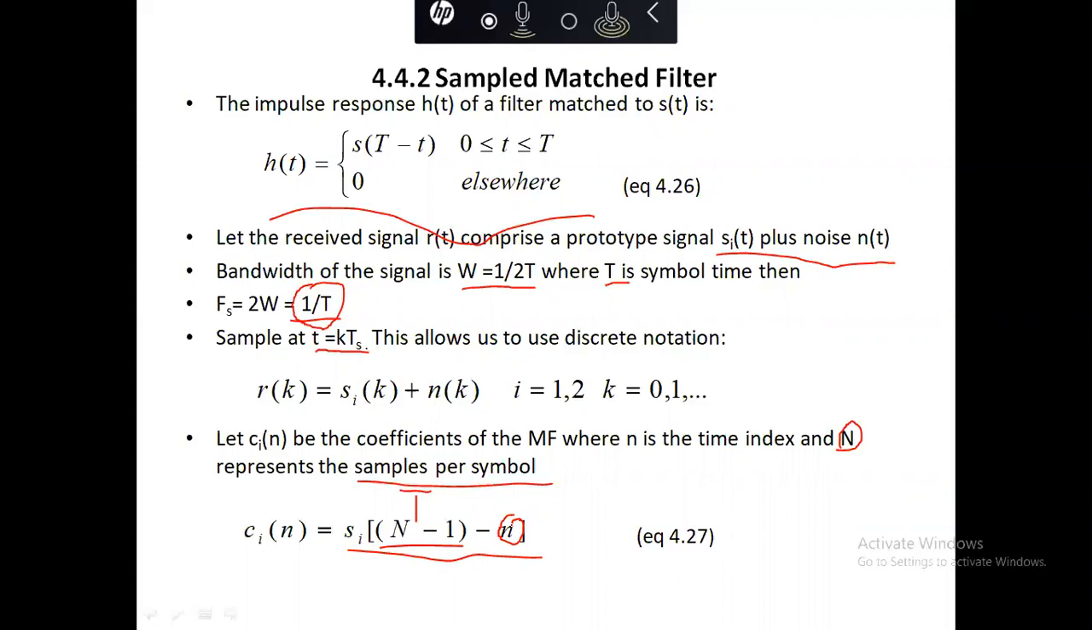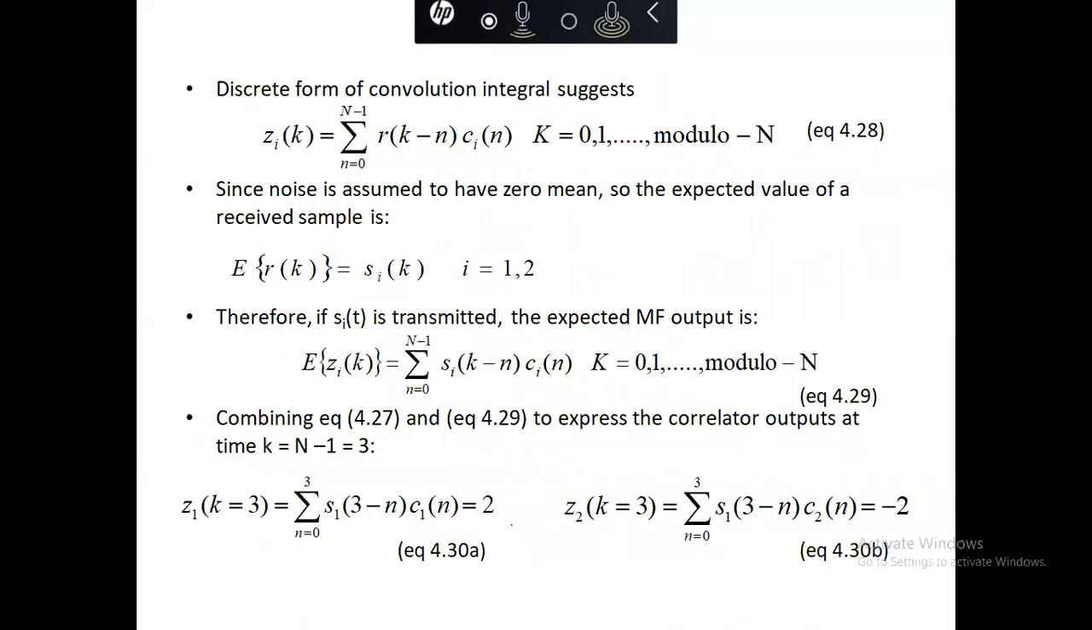So here we have an example. We are considering a case of discrete convolution, where the output of the match filter will be discrete if we have samples multiplied with the coefficients of the match filter, and we have the convolution sum. So this convolution integral will be replaced by a convolution sum in discrete time.